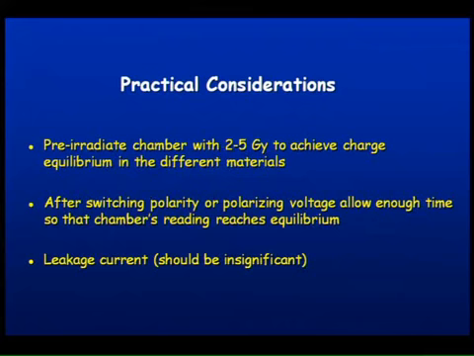Larry emphasized the importance of charge equilibrium in the different materials in cable and others. So I have found myself that whenever I change polarity or something, if I give a whopping dose of 2 to 5 gray, then I don't have to wait. All my readings are fairly well reproducible. That's my personal experience. Make sure that after you switch polarity or the polarizing voltage, as I mentioned, allow enough time so that the chamber reading reaches an equilibrium, and the leakage current should be insignificant.